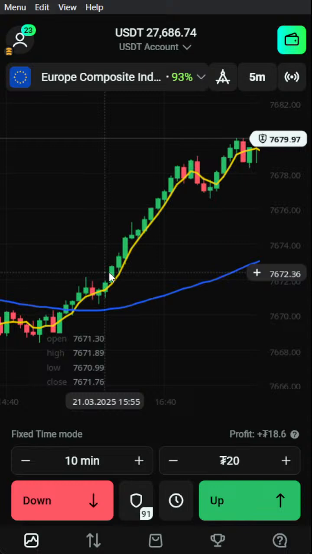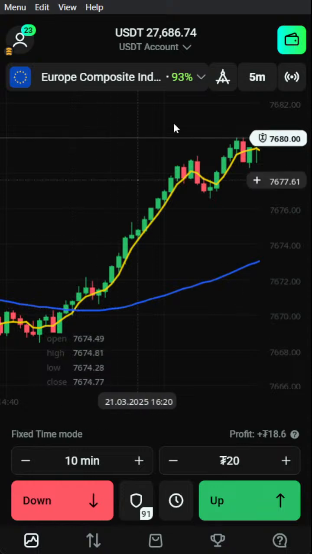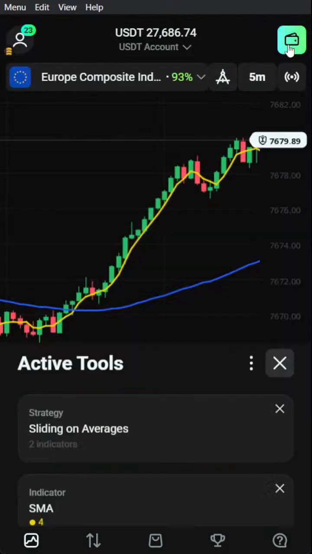Here we could make a 10 minutes up trade. Deepak sir, thank you for mentioning your name. That would have been better. Yes, it's SMA. There are two SMAs, Rishabh sir. One is SMA 4, one is SMA 60. Together it's called the sliding on averages strategy.